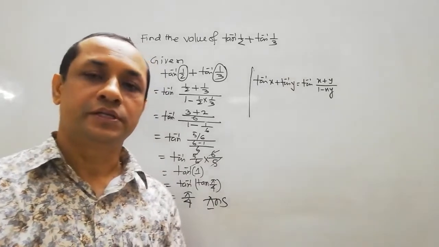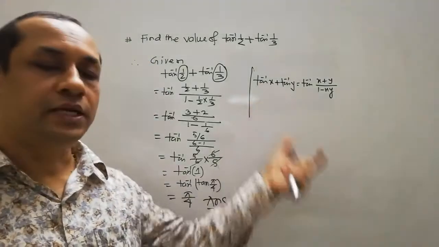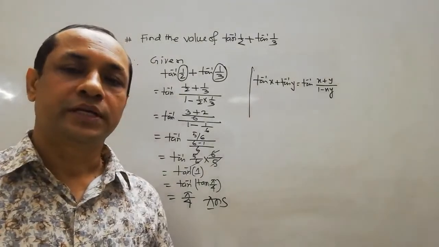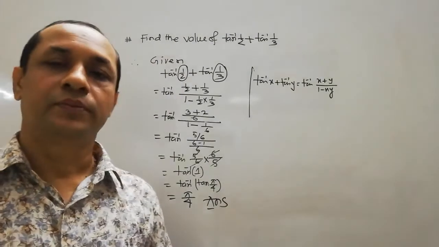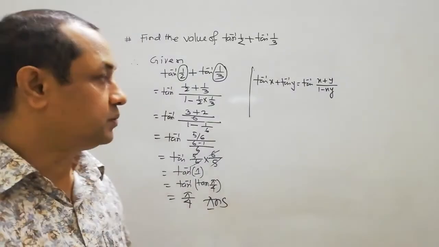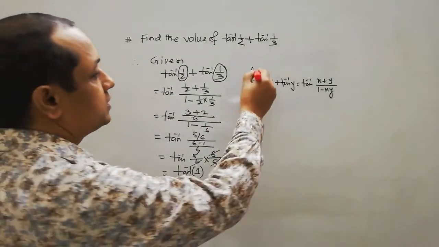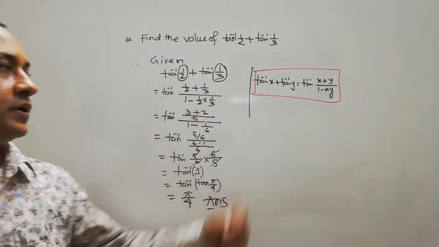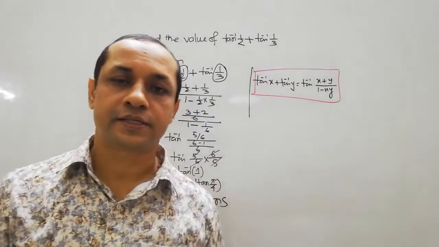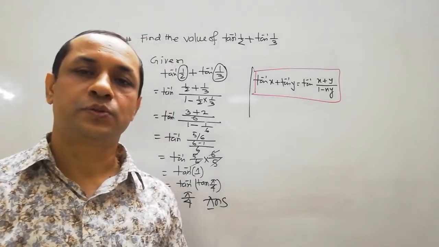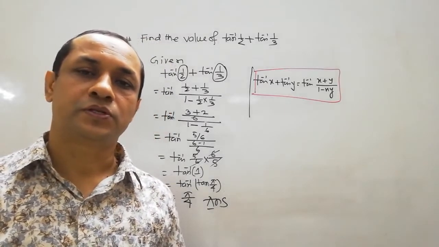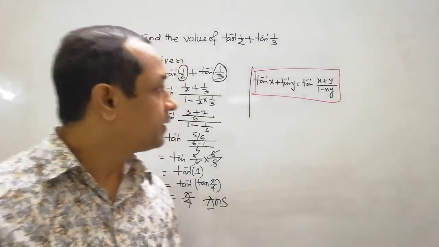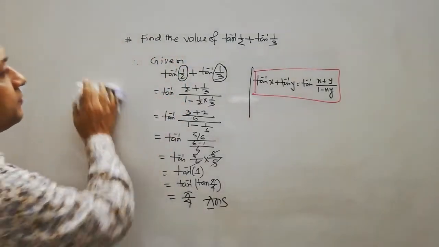So memorize it. Important formula: tan inverse x plus tan inverse y equals tan inverse of x plus y by 1 minus xy. Student, this is an important formula. Memorize it. Next step, next question.